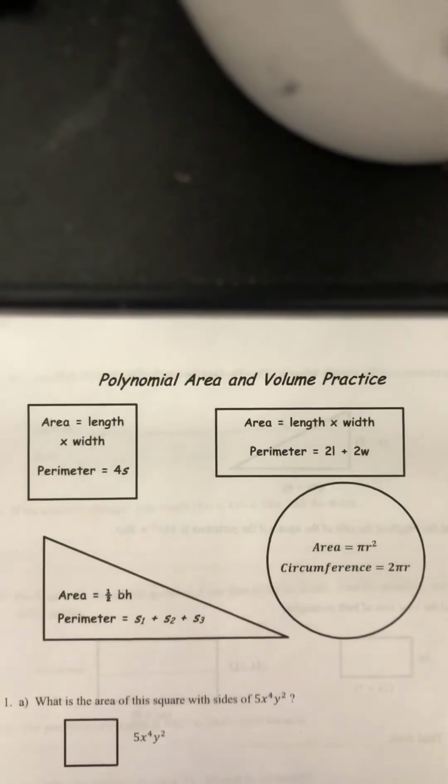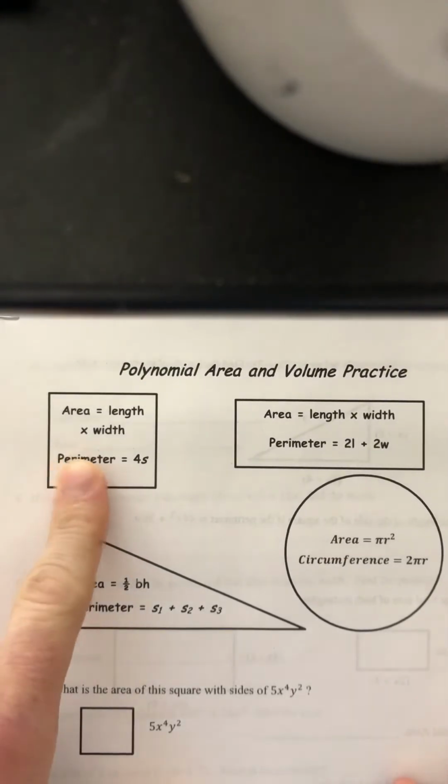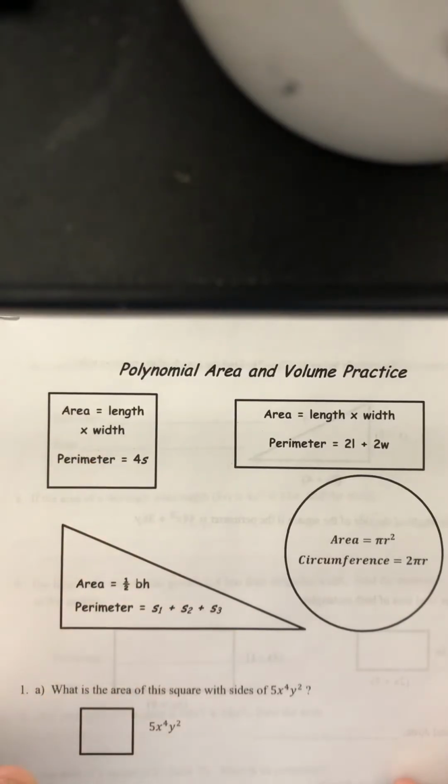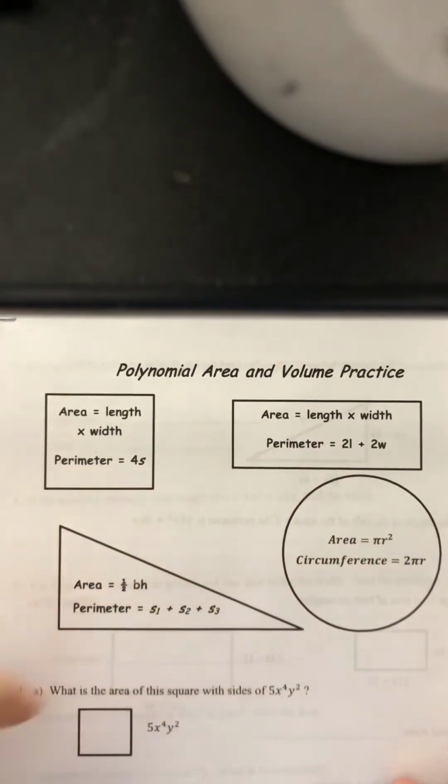Hey everybody, this is Mr. Brooks, and this is the Geometry Polynomials worksheet. In this packet, I really want to solidify area and perimeter of shapes, and not so much circles yet, but rectangles, squares, and triangles, absolutely.